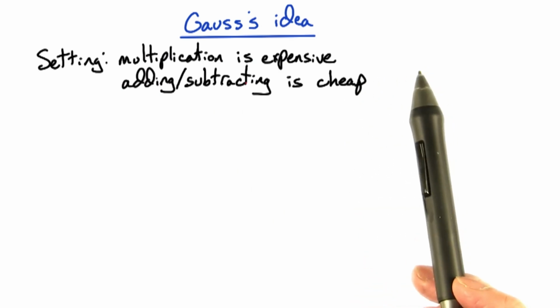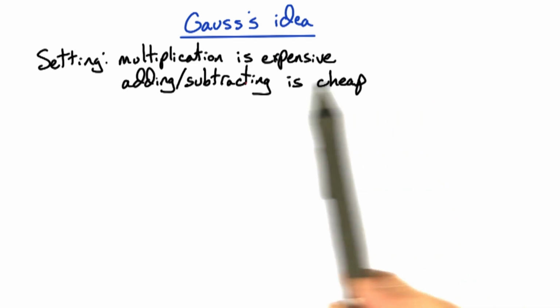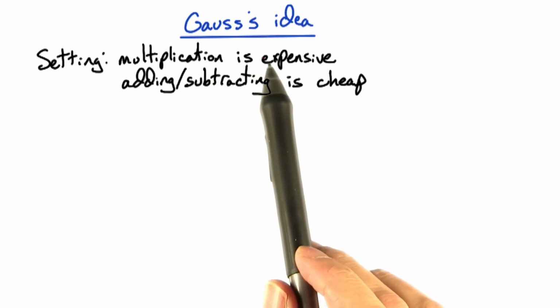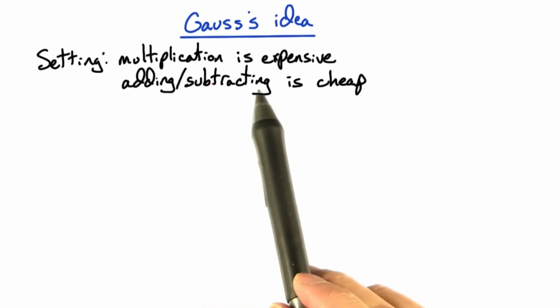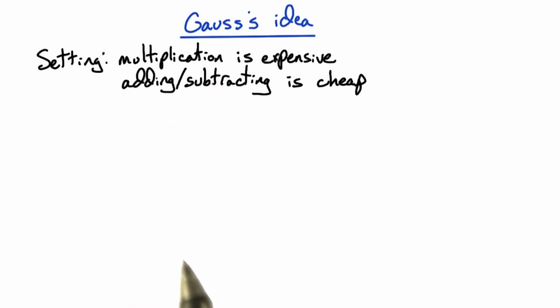For example, when we're looking at multiplying n-bit integers, multiplying them takes order n squared time, whereas if we're adding or subtracting, it takes order n time. Now, here's the problem of Gauss. We're given two complex numbers.